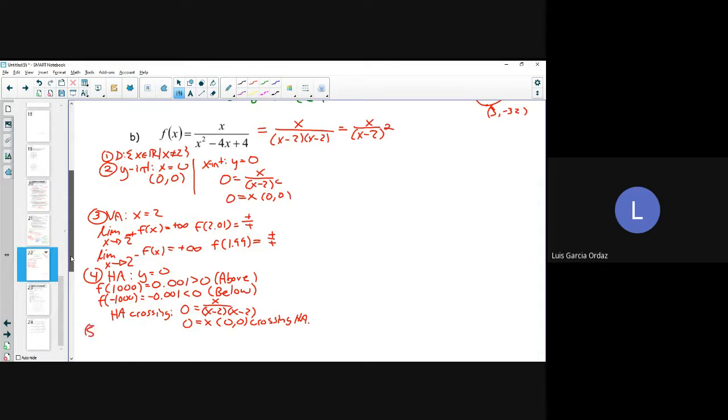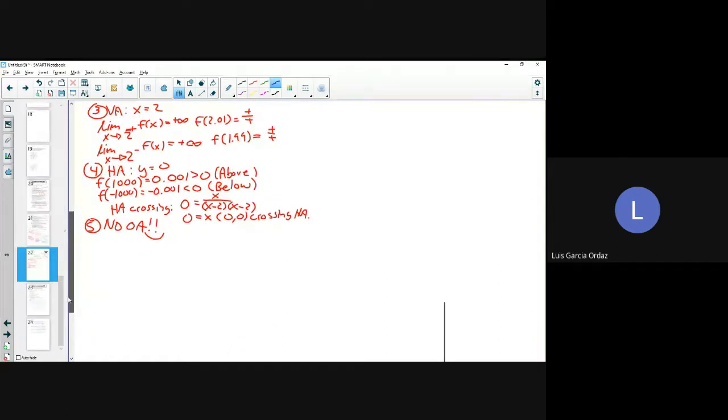So for number 5, we have no oblique asymptotes. Happy face. Which means that now I finally get to my critical points. Oh my gosh, all that work and we're still only at critical points.